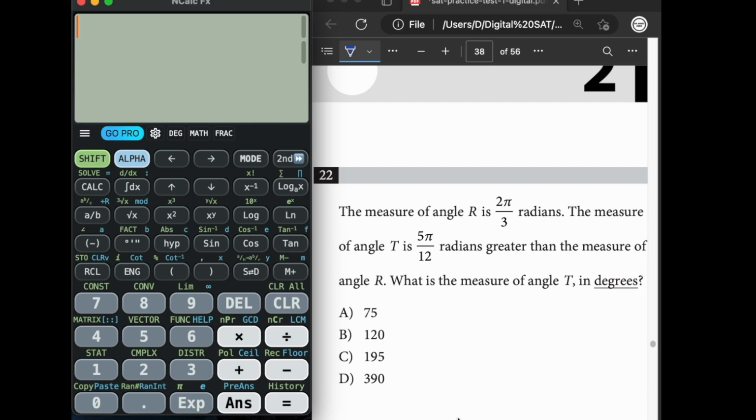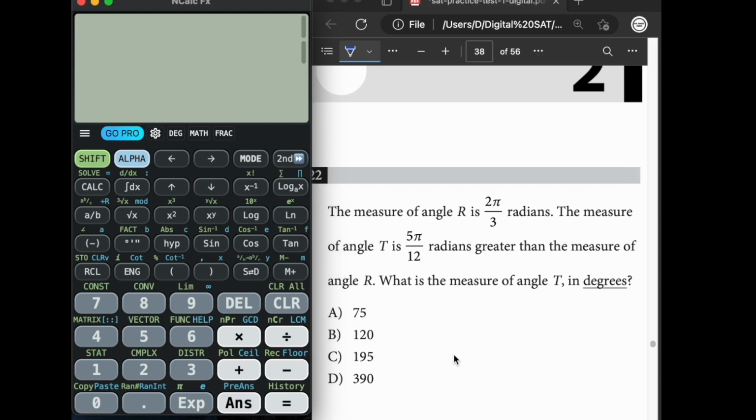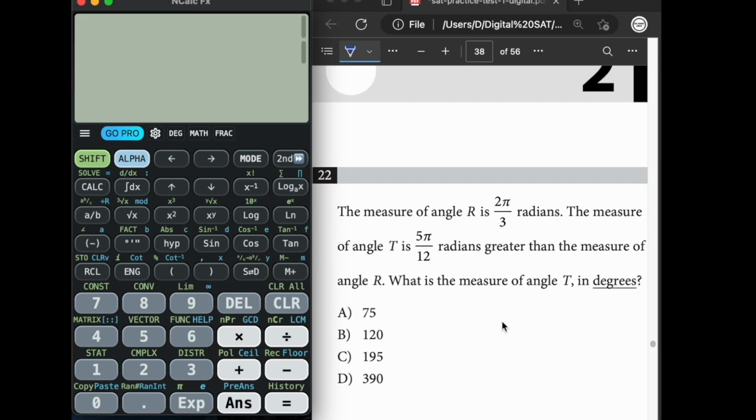The measure of angle R is 2 pi over 3 radians. The measure of angle T is 5 pi over 12 radians greater than the measure of angle R. What is the measure of angle T in degrees? I think it's better to change all the angles into degrees. So the first one, it will be 2 pi, which is 2 times 180, divided by 3, equals 120. So the measure of the first angle is 120.